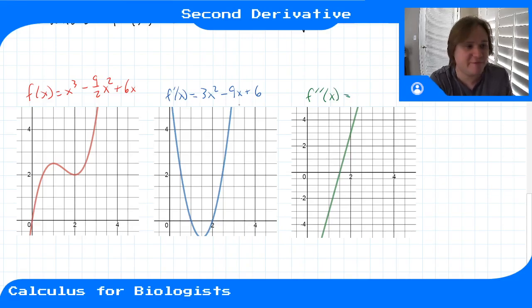The derivative of the derivative. So we apply the power rule to the derivative. We get 6x minus 9. All right, so we go from a cubic to a quadratic to a linear function, because every time we take a derivative, the leading degree drops by one. So we go from a cube to a square to a power of one.